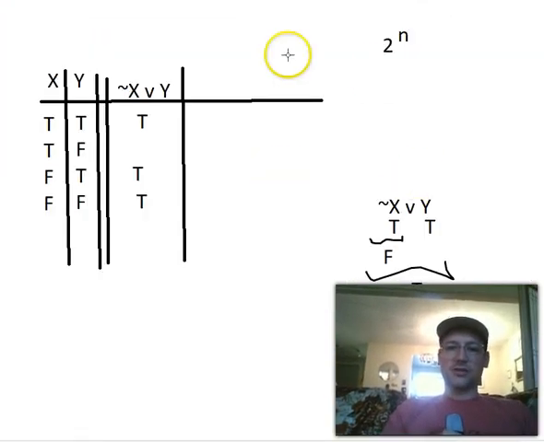All right, so those are the tricks. Let's go back and finish our truth table here, though. So now we're looking at what happens when X is true and Y is false.